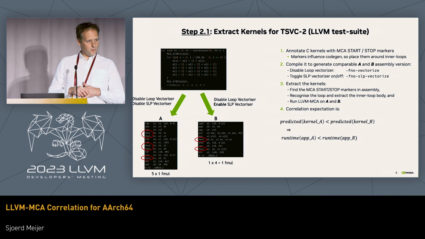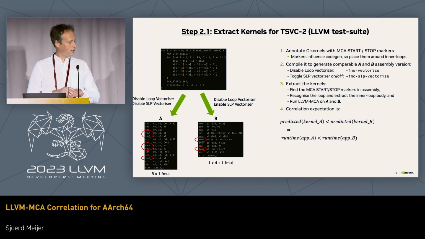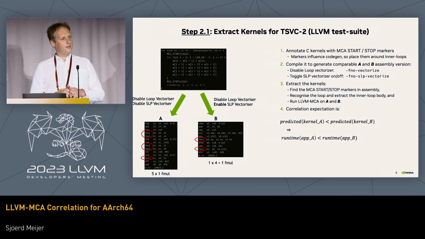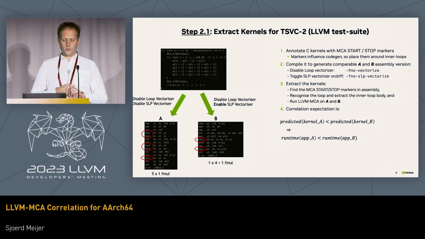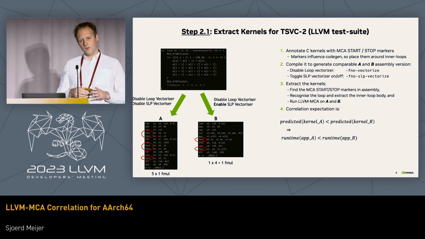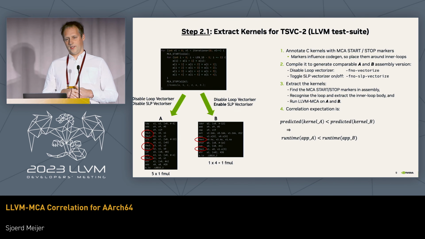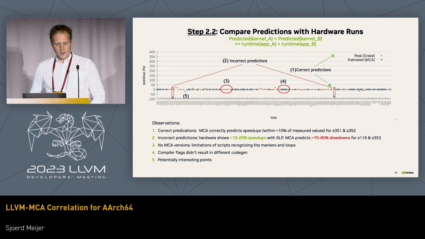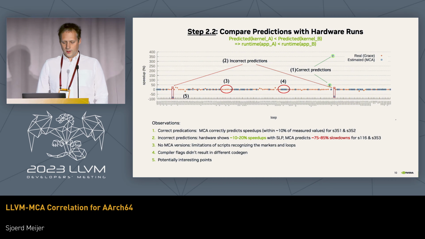Then we run LLVM-MCA on these 2 versions. And then what we want is that if the predicted performance of kernel A is faster than the predicted performance of kernel B, then we expect that the runtime of app A is also smaller than the runtime of app B. That's our correlation expectation. And here are some results.